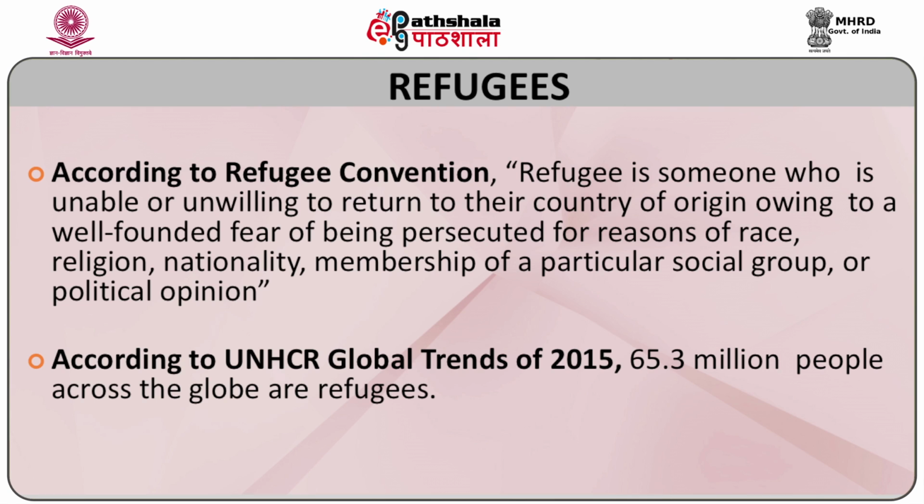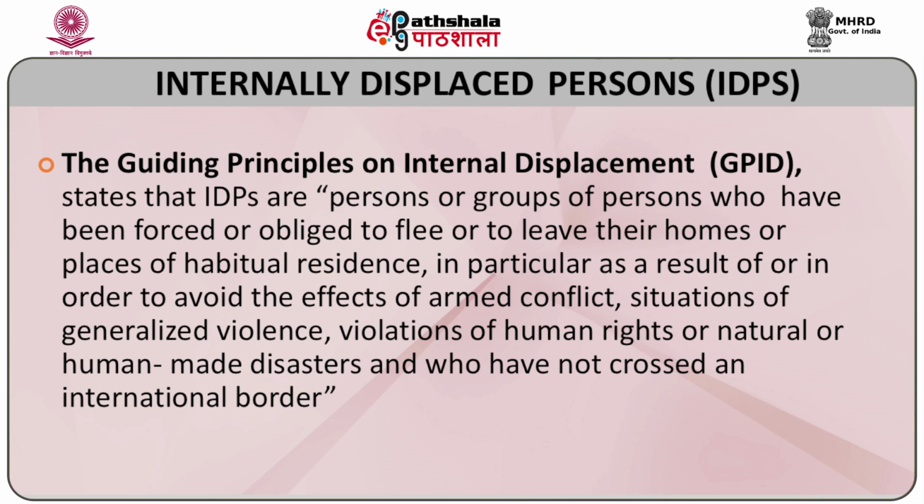Also, it's important here to bring out some global figures. According to the UNHCR Global Trends of 2015, there are around 65.3 million people across the globe who are refugees. This would also mean that around 1 person in every 113 persons is displaced from their homes by conflict or persecution. We shall now look into the definition of internally displaced persons.